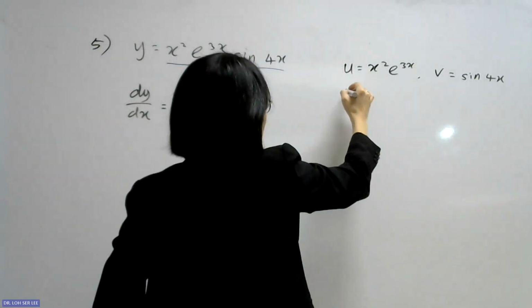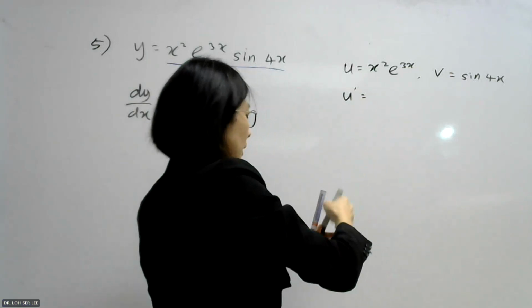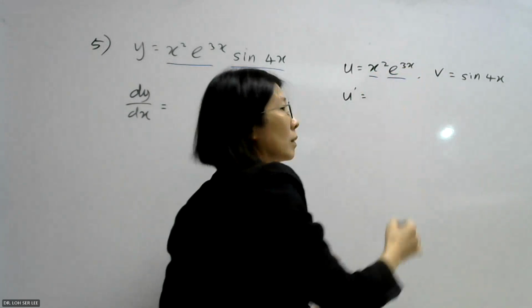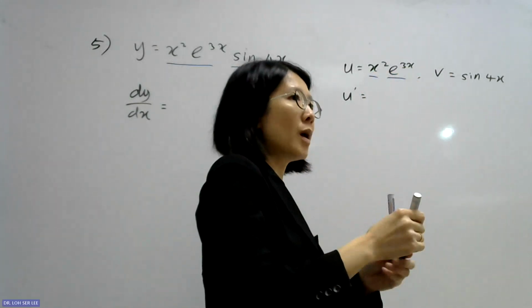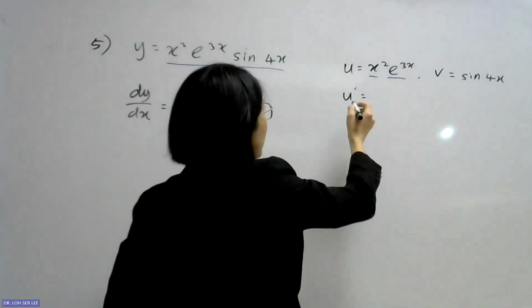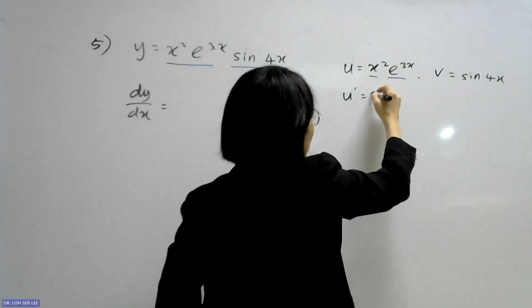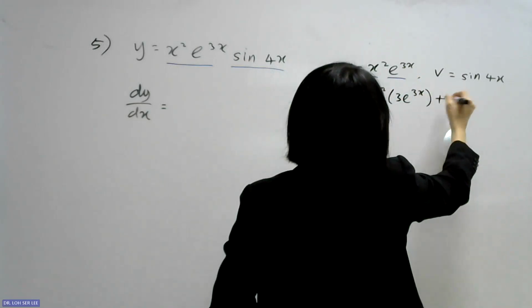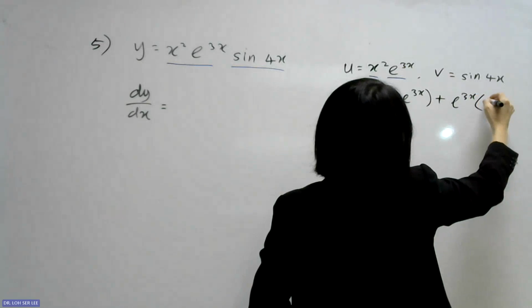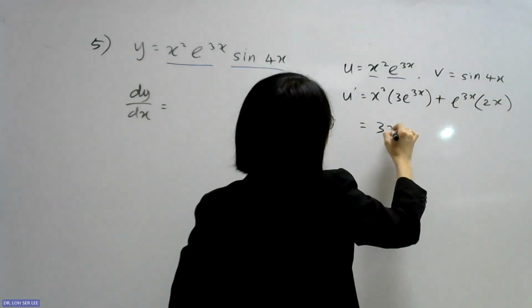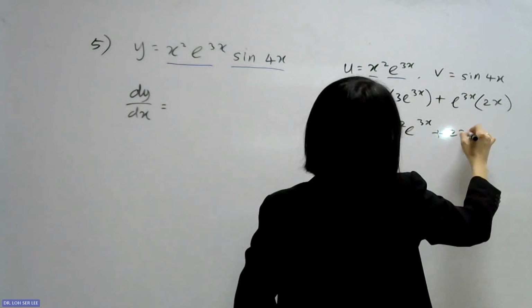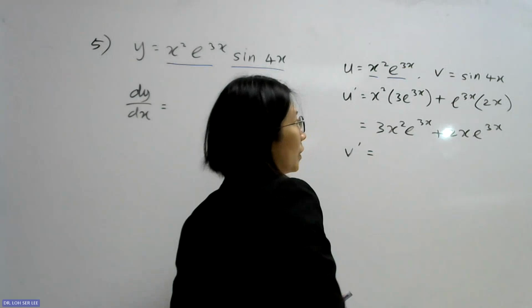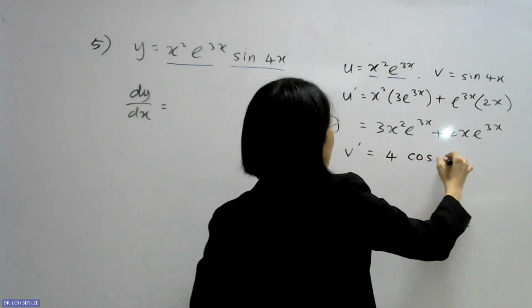Then what is your u prime? Product rule once again. So copy, differentiate, plus copy, differentiate, we get 3x squared e^(3x) plus 2x e^(3x). And then your v prime will be 4 cos 4x.